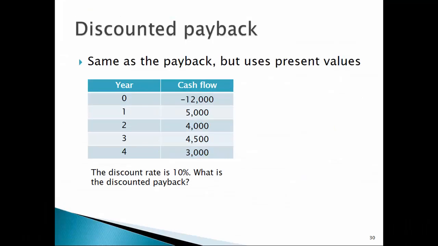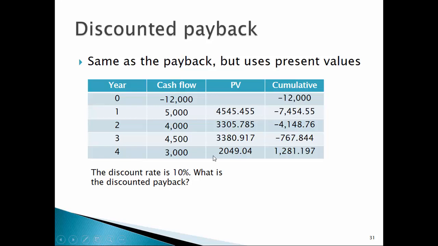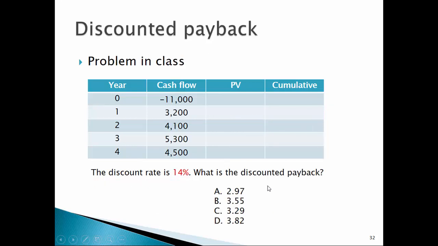Now I may have that worked out in the slides here. There I do. So here are all those present values, here are the cumulative totals, and here's how I get the answer, 3.37. So it's a good example for you to work through. Be sure you can calculate these present values and find the discounted payback.